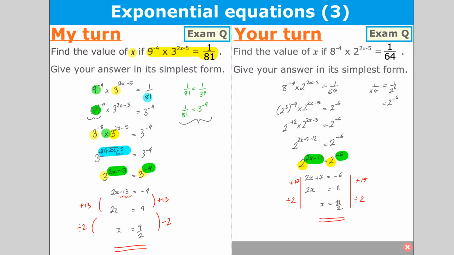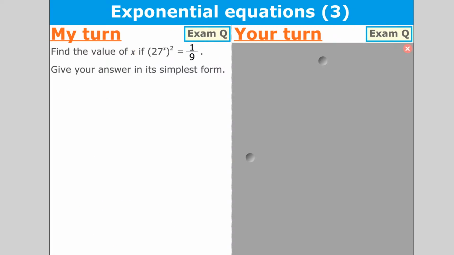Anyway, it's time for us to move on to our next question. Next question is another exam question. Here we go. Find the value of x if 27 to the power of x, all squared, is equal to 1 over 9.